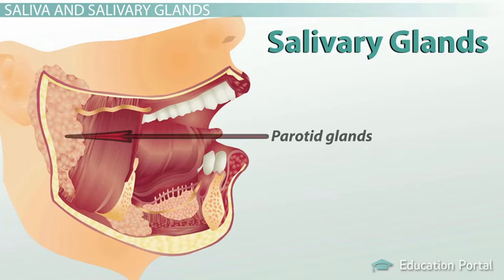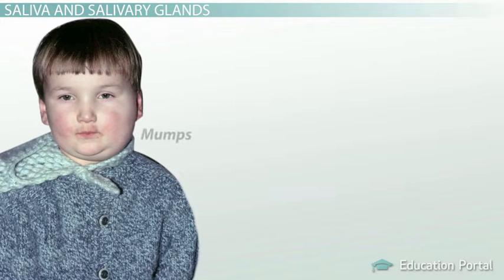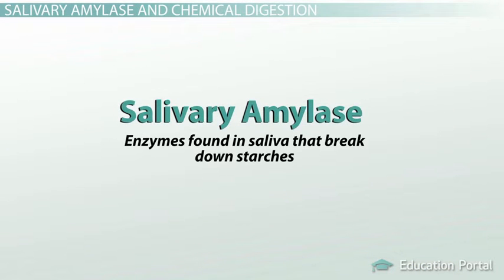The other pair is found with 1 in each cheek, lying just in front of the ears. Interestingly, it is these salivary glands located in the cheeks, known as the parotid glands, that become inflamed in the once common childhood disease called mumps. Because the inflammation causes the cheeks to swell and appear somewhat lumpy, a person with mumps is sometimes said to have chipmunk cheeks.